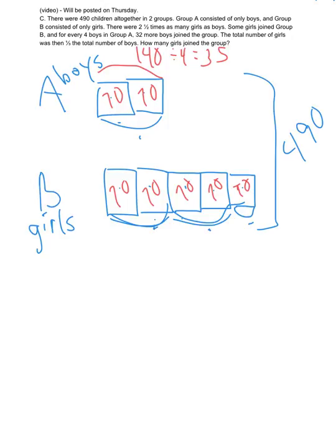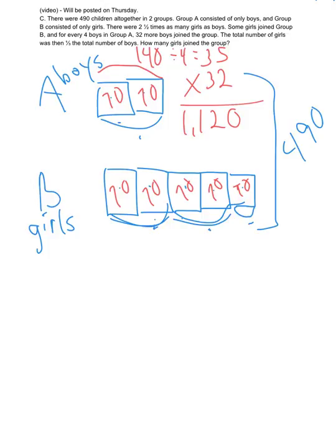Now that means for each group of 4, 32 more boys joined the group. Now we need to find out 35 times 32. That gives us a product of 1,120. 1,120 boys joined this group.